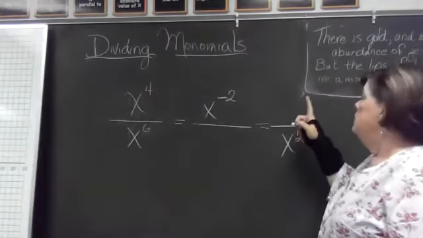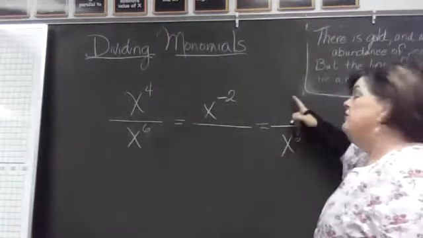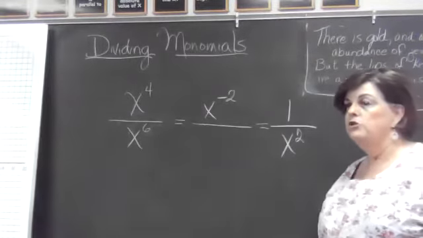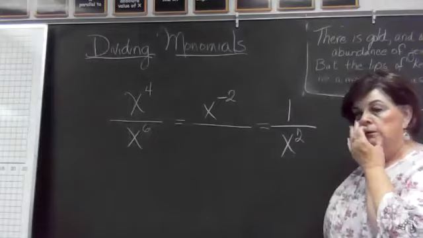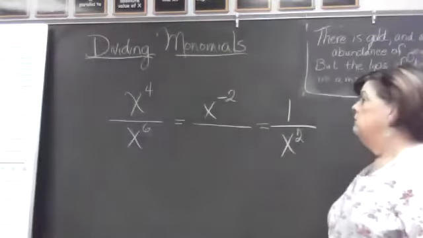Okay? Now, if you had 1 on the bottom, we can ignore that. But if you're blank up here, you have to have a 1 in that place. You can't just ignore it. Everybody understand? You have to have the 1 here.